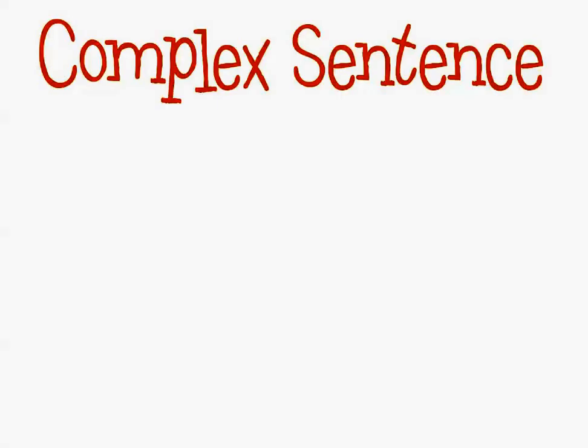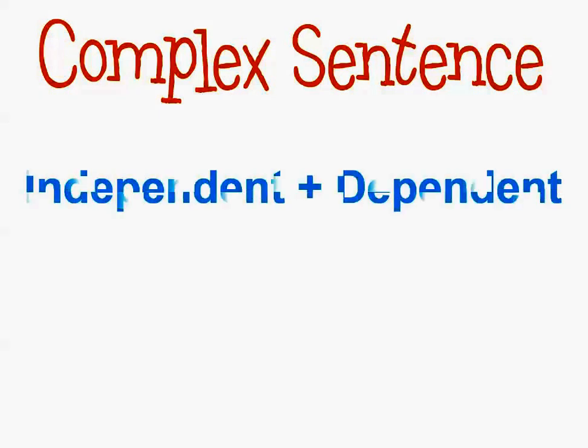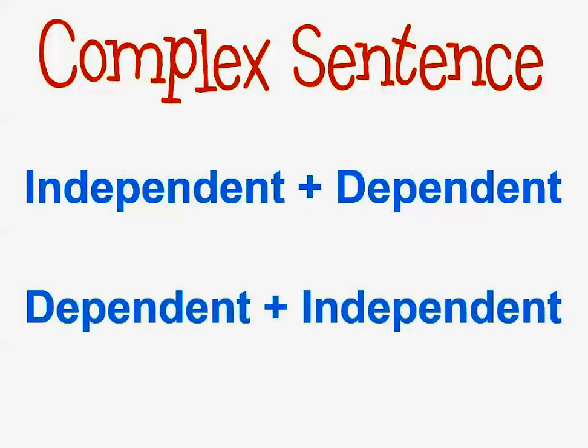Now, whenever this happens, we create a complex sentence. So a complex sentence is made up of an independent clause joining with a dependent clause, or a dependent clause joining with an independent clause. Either the dependent and the independent clause can come either at the beginning or the end of the sentence. They can switch places.